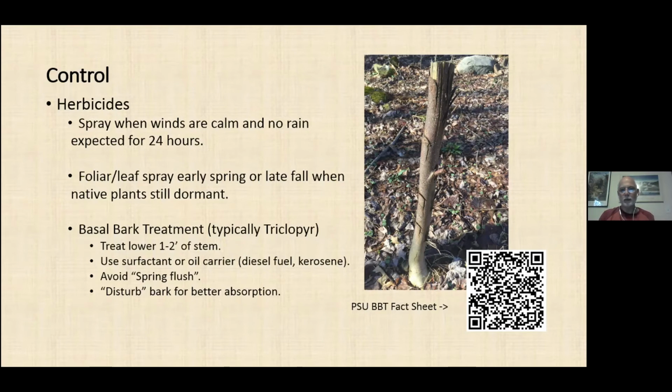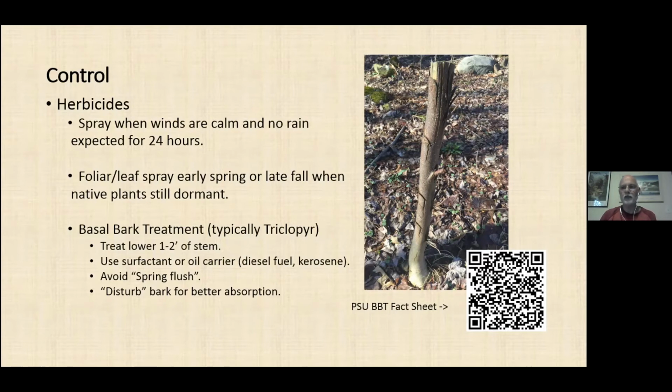For the bigger plants or the trees, there's also a basal bark treatment, and typically you use triclopyr. You're just treating the lower 1 or 2 feet of the stump. Most people recommend using an oil-based diesel fuel or kerosene. I'm not too keen on that, and I've had success just using water and a surfactant. They say you could spray pretty much any time of year, but I like to avoid the spring flush.